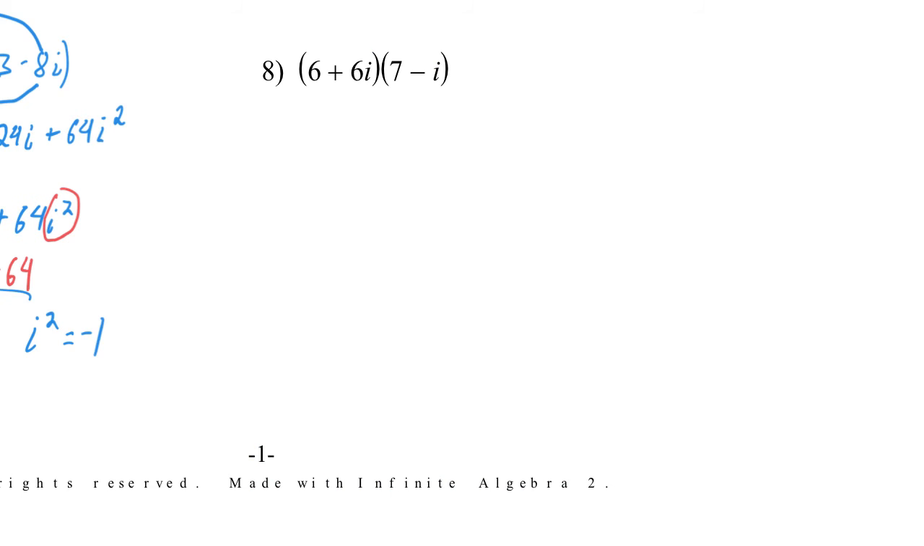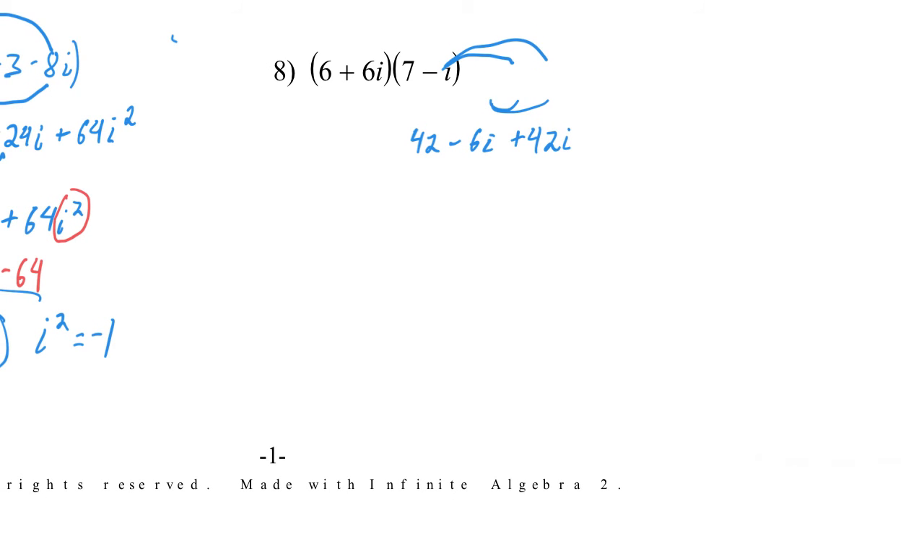So I'll do number 8 here real quick. So it's the same idea, it's just already set up to distribute. It's not squared, it's just multiplying by a different one. So we have 6 times 7 is 42. 6 times negative i would be negative 6i. 6i times 7, positive 42i. 6i times negative i is going to be negative 6i times i, so i squared.